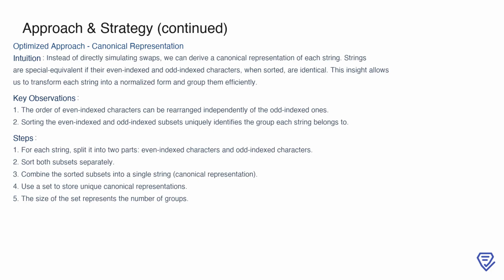To implement this, we split each string into its even and odd indexed characters, sort both subsets, and combine them into a single canonical representation. By storing each unique representation in a set, we can efficiently determine the number of groups, as the size of the set corresponds to the distinct groups of special equivalent strings.